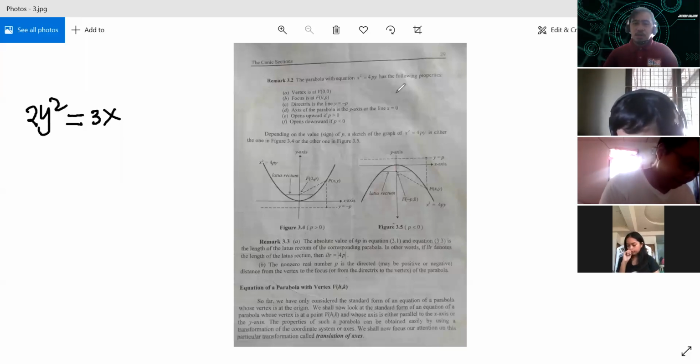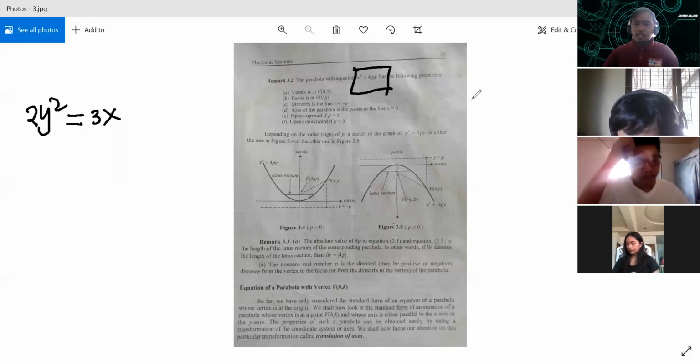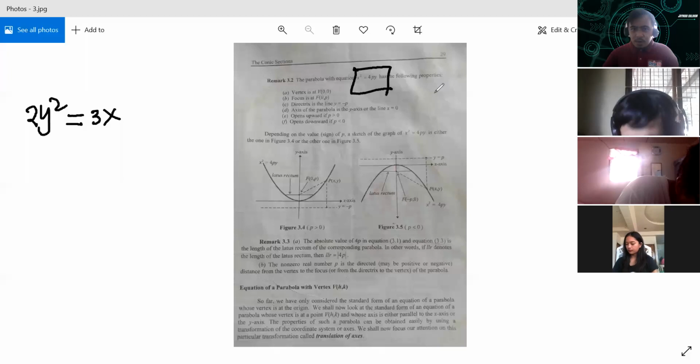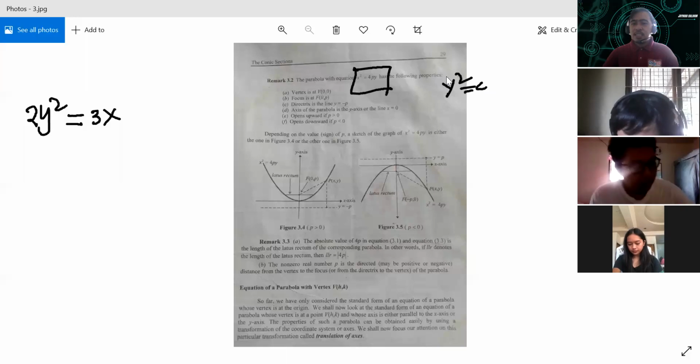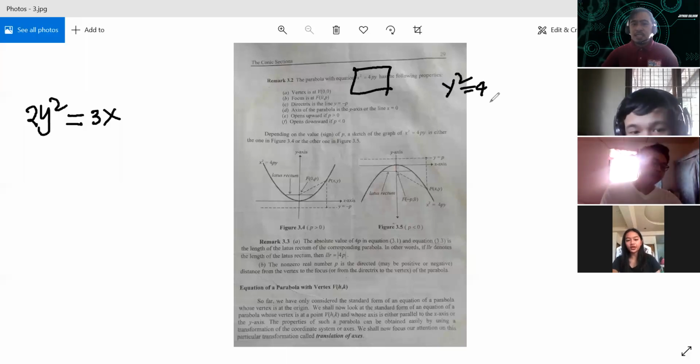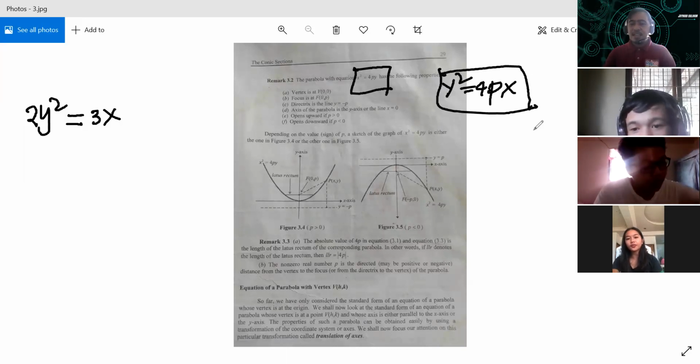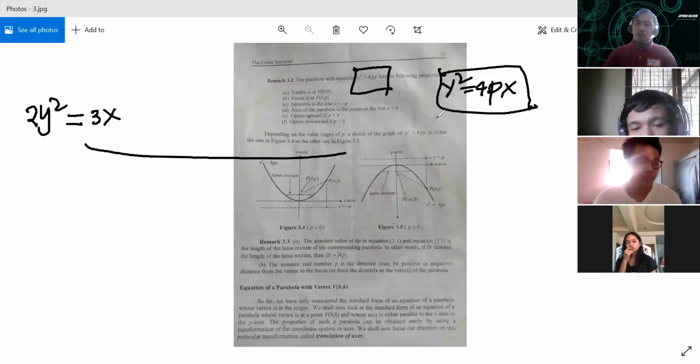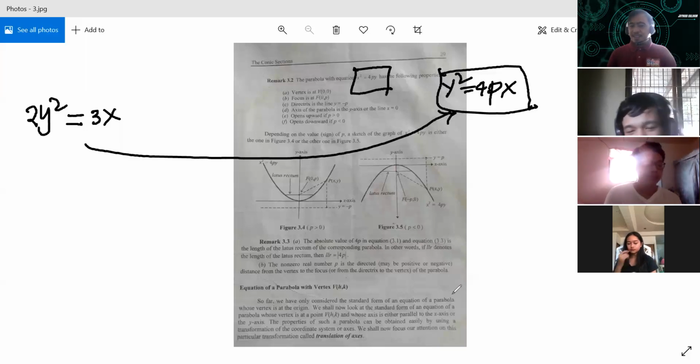First, which form will we use? The x squared equal to 4py, or the y squared equal to 4px? Y squared equal to 4px, sir. Very good, Jessa. Because the exponent 2 is on the y. So this equation should match that form. Right? The question is, how?